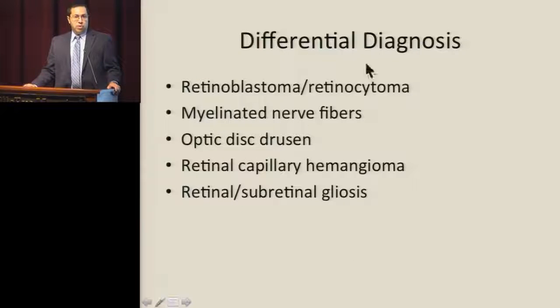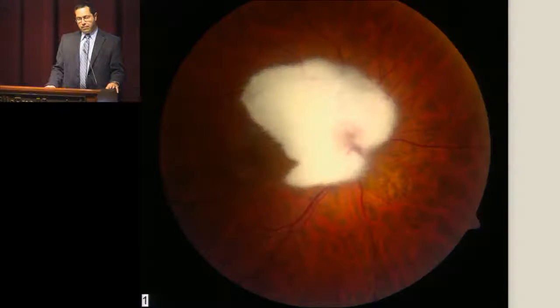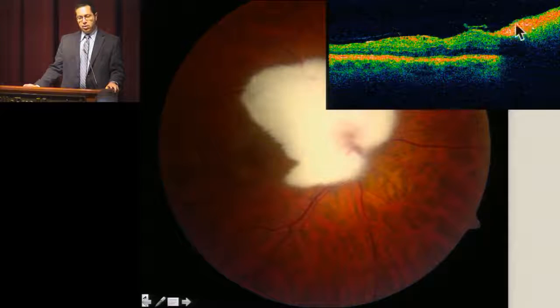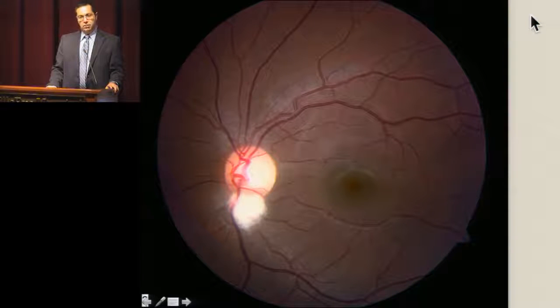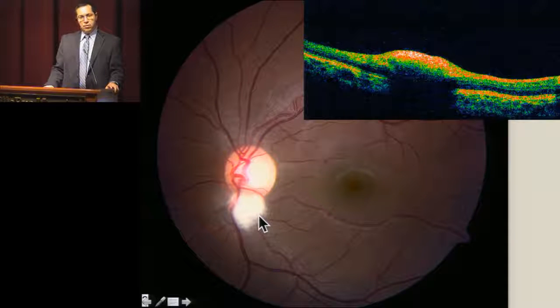Differential diagnosis includes retinoblastoma, myelinated nerve fibers, optic disc drusen, retinal capillary hemangiomas, and fibrosis. So what is this lesion? Look at these feathery margins here, retinal superficial retina, obscuring the vessels. This is a typical myelinated nerve fiber layer, and you can see in the OCT, this is in the inner retina thickening. This one, again, it has these feathery margins, and you can see again the typical thickening in the inner retina, and another example of myelinated nerve fiber layer.